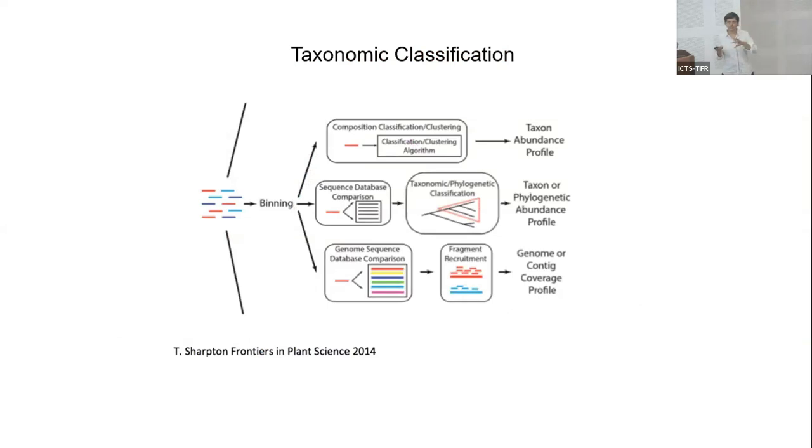I'll just touch a little bit on taxonomic classification, and then I'll stop and I think we can discuss. In taxonomic classification, you take your reads and bin them into known taxonomic categories, and then what you're able to generate at the end of it is a taxon abundance profile. Then you get a phylogenetic abundance, and you can get the coverage profile, genome sequence, what number of the fragments cover an entire region, and so on.